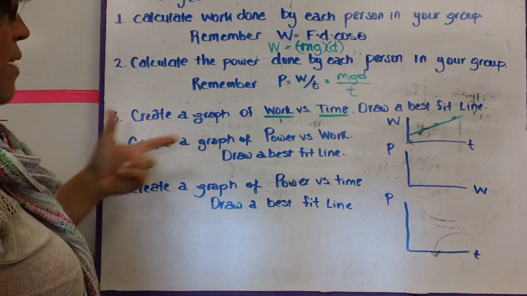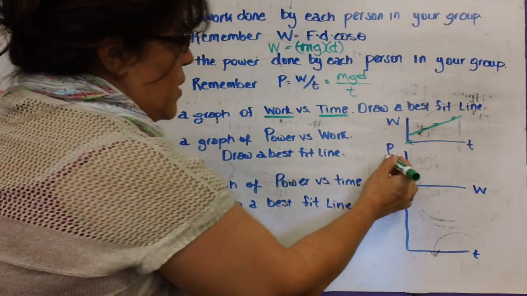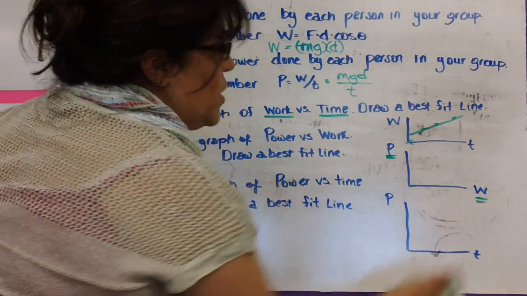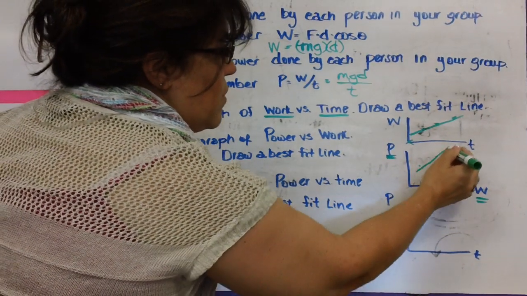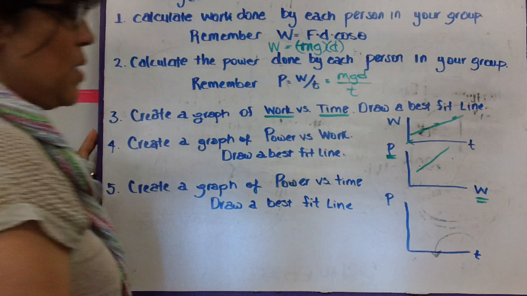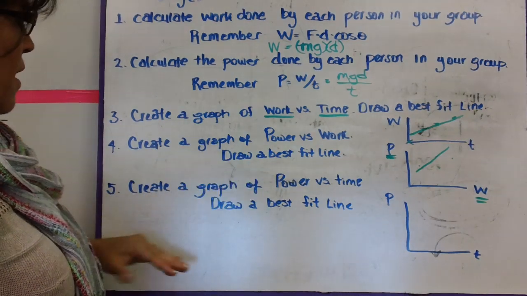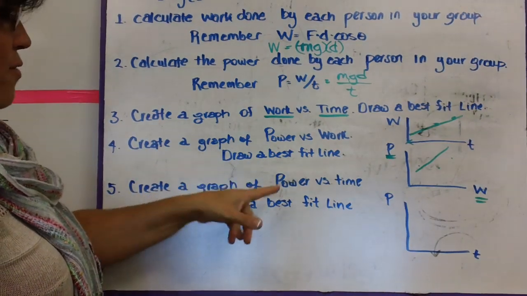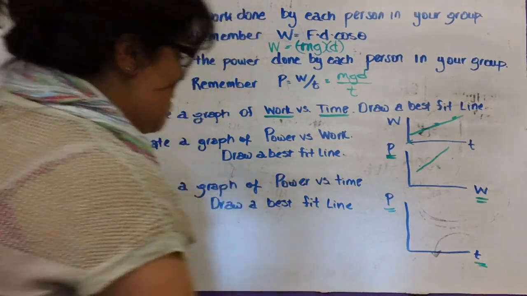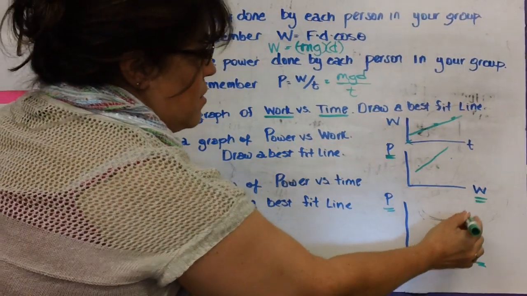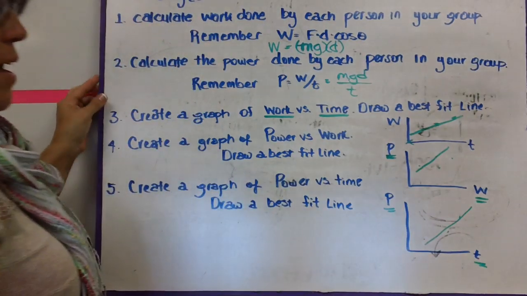Then you're going to create a graph of the power versus the work. So we have power over here and work over here, and once again you're going to plot your points, and then you're going to do your best fit line. And then the last one, you're going to have a graph of power versus time. Once again you're going to draw your best fit line and work that way.